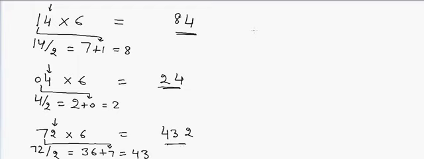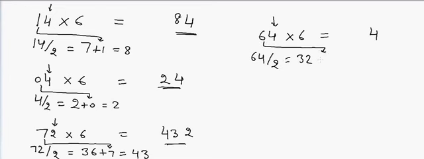Again, another example: if I have 64, I want to multiply by 6. In that case, I'll take the last digit, which is 4, and then 64 divided by 2 is equal to 32, and then I'll add 6 into it. That will give me 38. The answer is 384. So how did I get this trick?